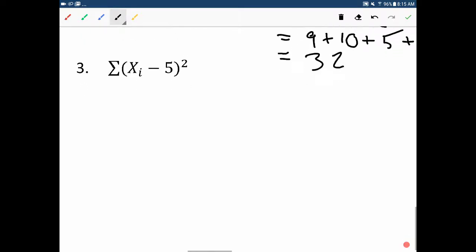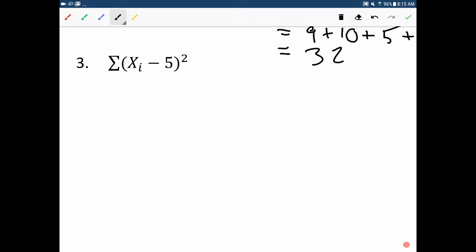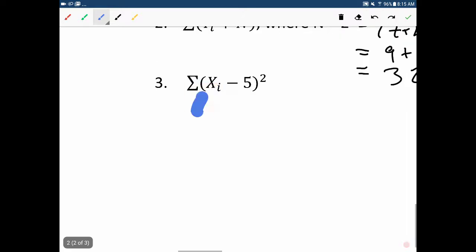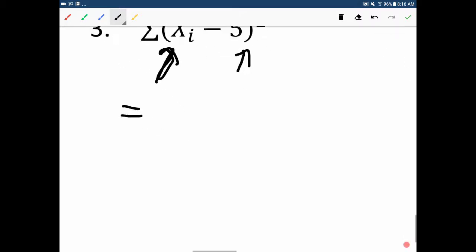Okay, so we'll do one last one here, where we're going to subtract the 5, then square it, then add it, and that's, again, that's important. You see the brackets. They're on the inside, they're not outside of that sigma, and so that's why we're going to square everything first and then add them up, as opposed to adding them up and then squaring it, okay?